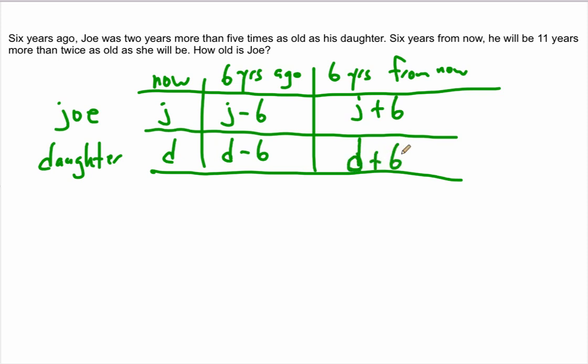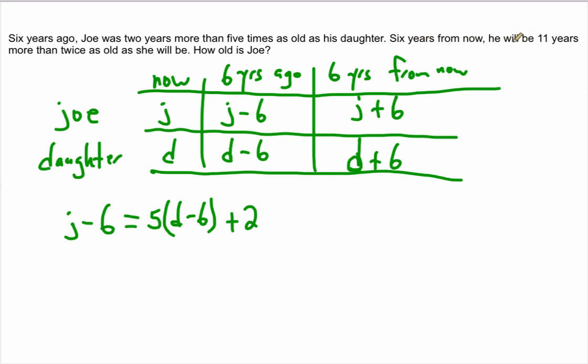Okay, now I can read the problem for real. 6 years ago, so now we're in this column, Joe was, so we're talking about J minus 6. Was is the past tense of is. Joe was 2 years more, so that means plus 2. We're going to add 2 to something. 2 years more than 5 times as old as his daughter. So 5 times his daughter, which is that. That's equation 1.